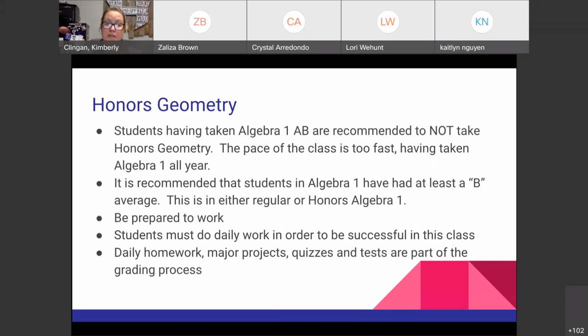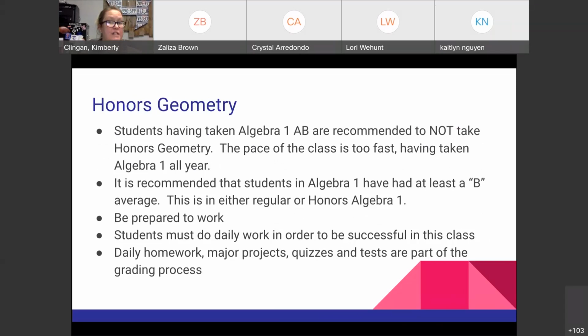For honors geometry, a lot of times we'll have students who come up and they enjoyed math in the 9th grade, so they want to challenge themselves to do an honors class or several honors classes or 4 honors classes their sophomore year whenever they hadn't taken the honors level their freshman year.